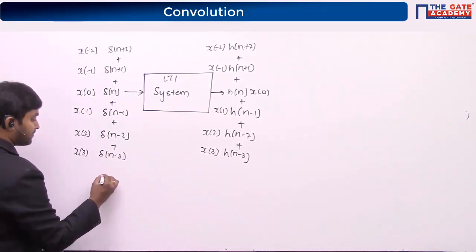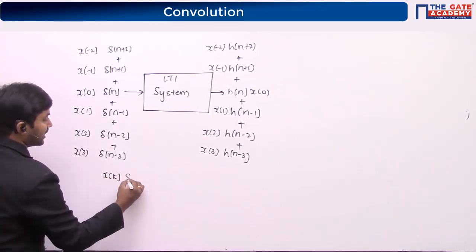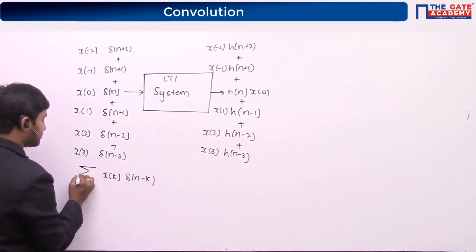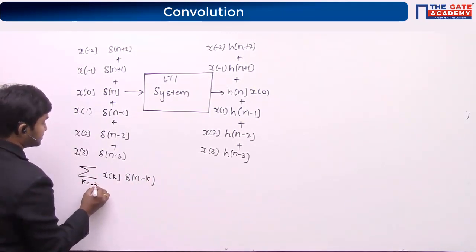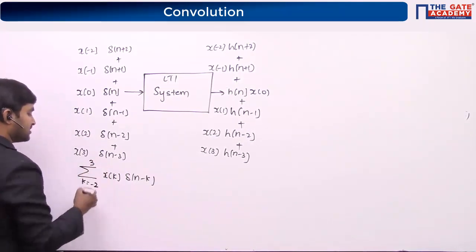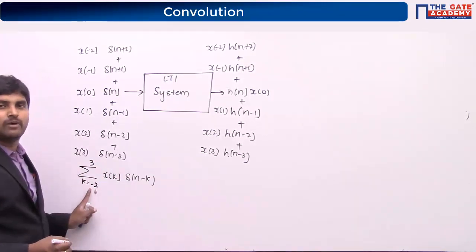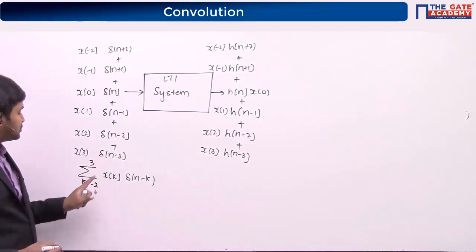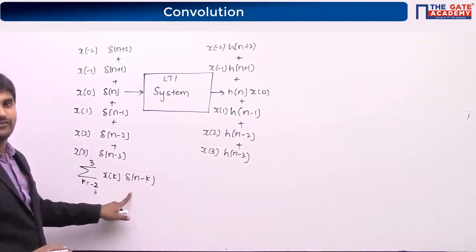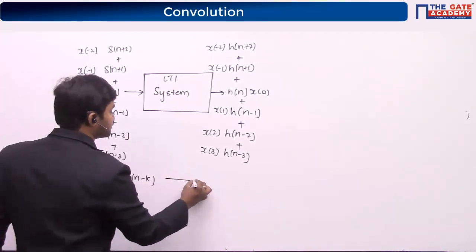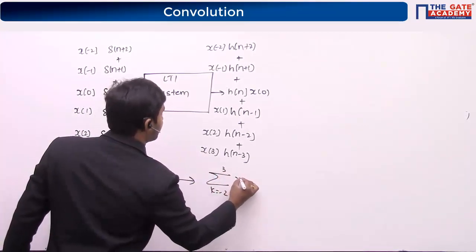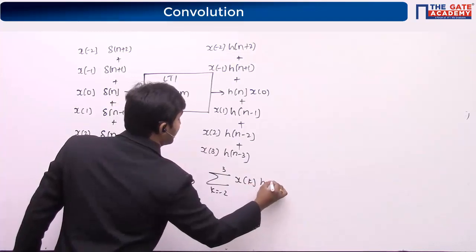this is something like x of k into del of n minus k, and the summation is going to be from minus 2 to the value of 3. The summation will be from k is equal to minus 2 to k is equal to 3, x of k del of n minus k. And the response of the system is summation k is equal to minus 2 to 3, x of k, h of n minus k.